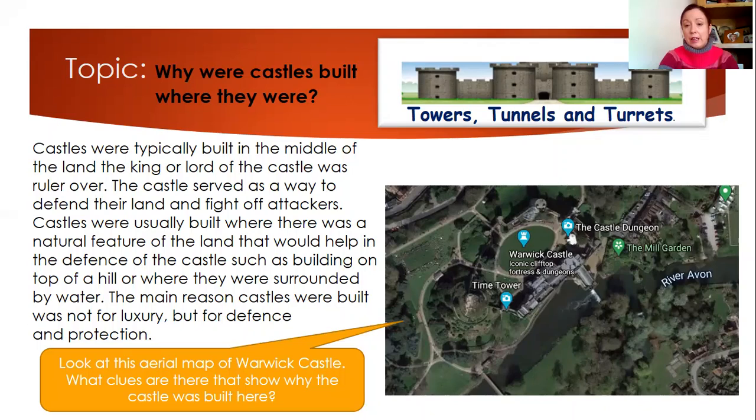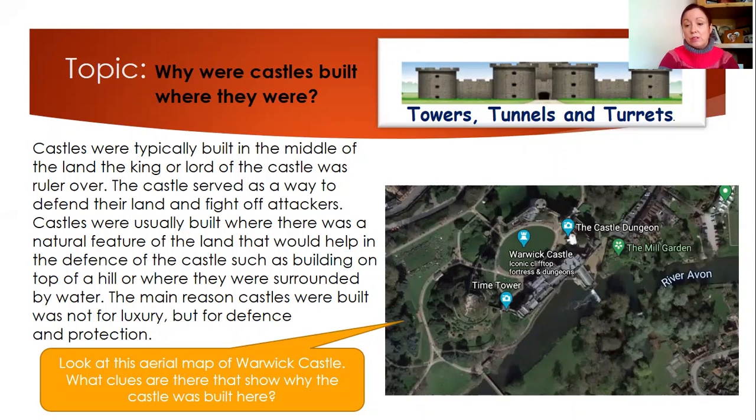So on this slide, I've actually put a map of Warwick Castle. You can see Warwick Castle in the centre, and then if we're thinking about it, we've got the River Avon that's on one side, but actually Warwick itself is built on top of a hill. So it could see any enemies or any attackers coming from far and wide around it.